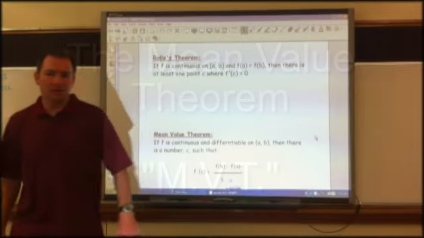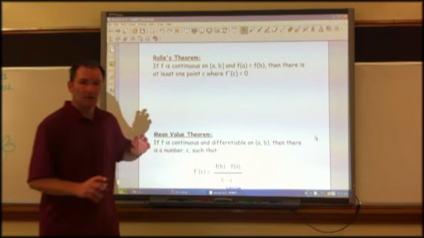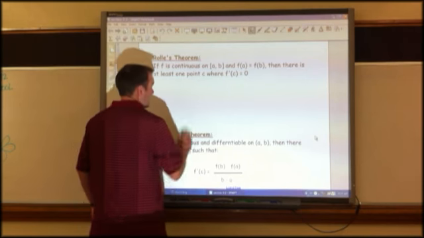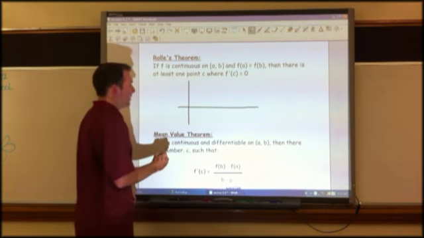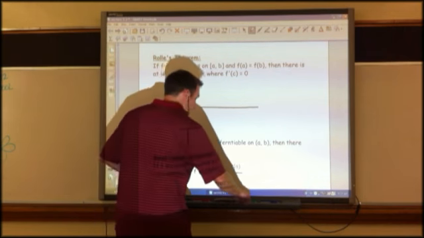Here we've got Rolle's theorem. Sometimes it's a little bit hard to read, and the best way is just to start making an example to understand what they're saying. So let's start off with an axis. I've got my x and y on here, and then it says f is continuous on [a, b].